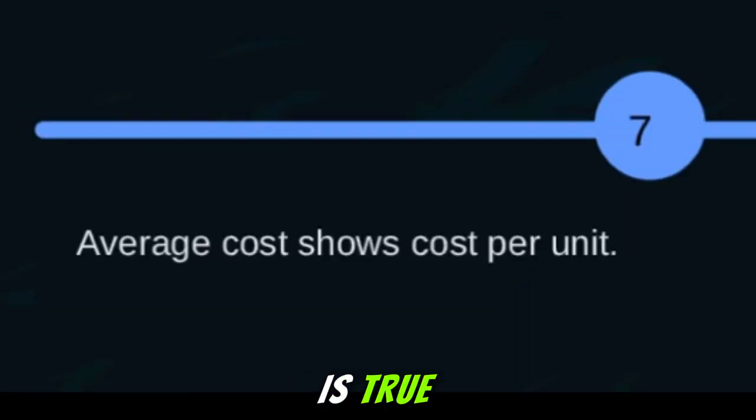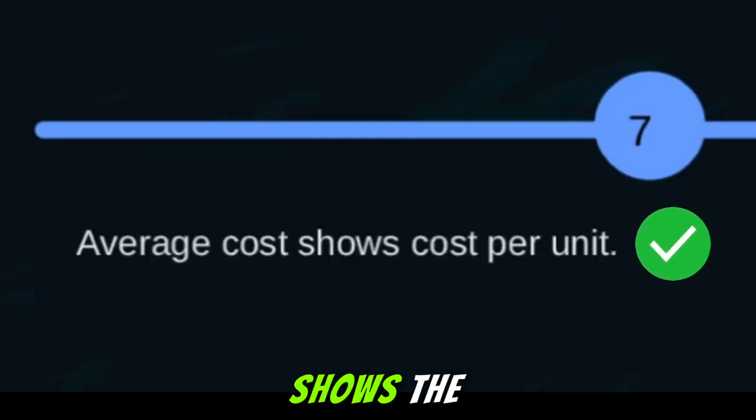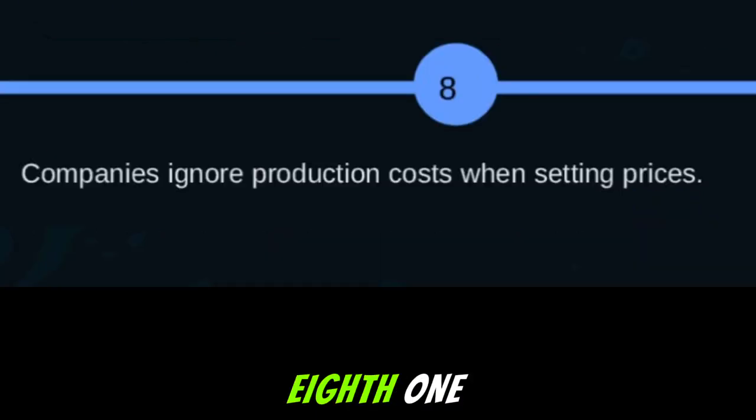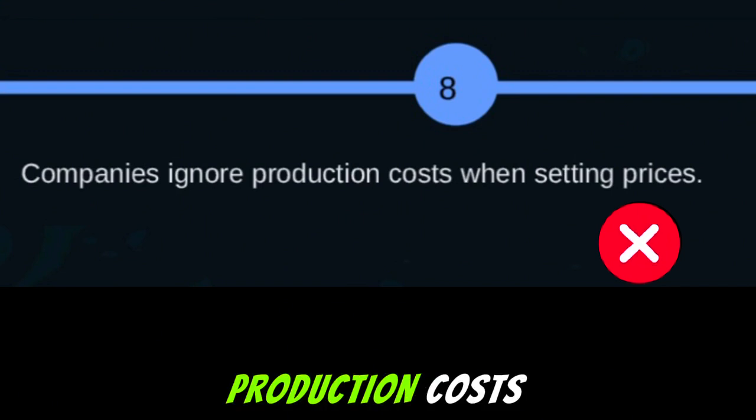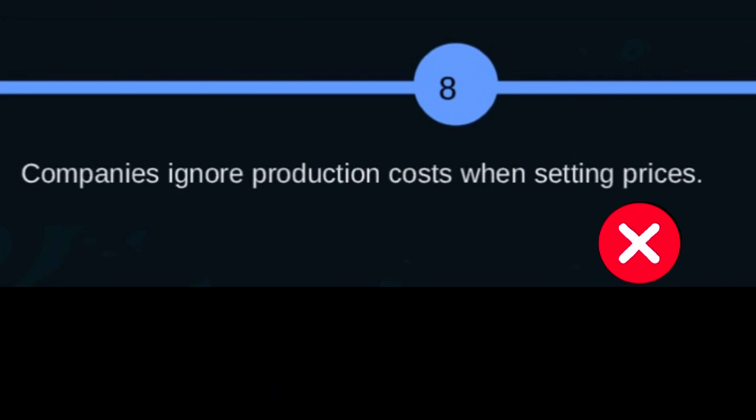Seventh one is true. Average cost shows the cost per unit. And the last one, eighth one, is false. Companies use production costs when setting prices.